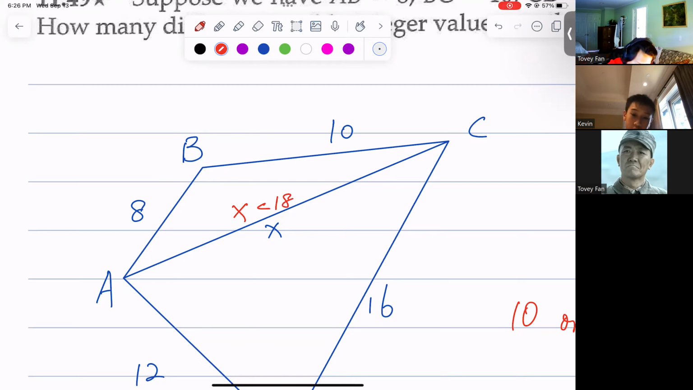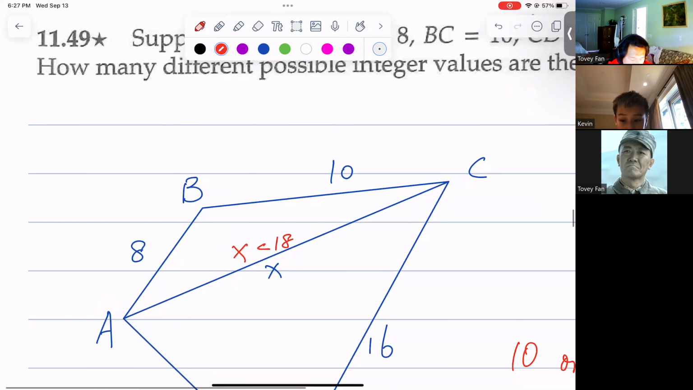And then from the other side, x is less than 28. That's the other side. Let's focus on ABC first, okay? Triangle ABC: x less than 18, correct, but not fully correct. There's another part. It has to be greater than a number, right?